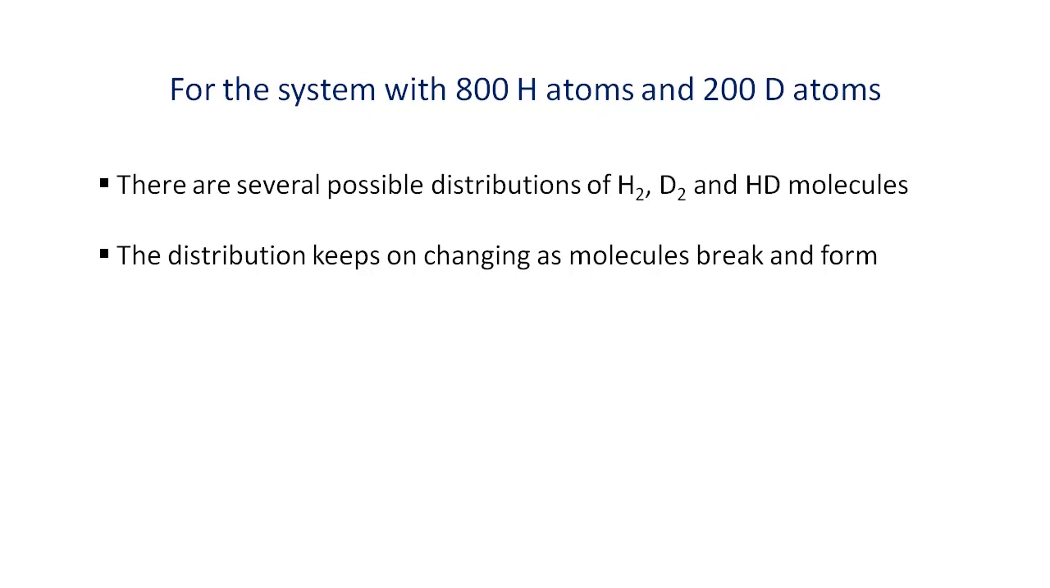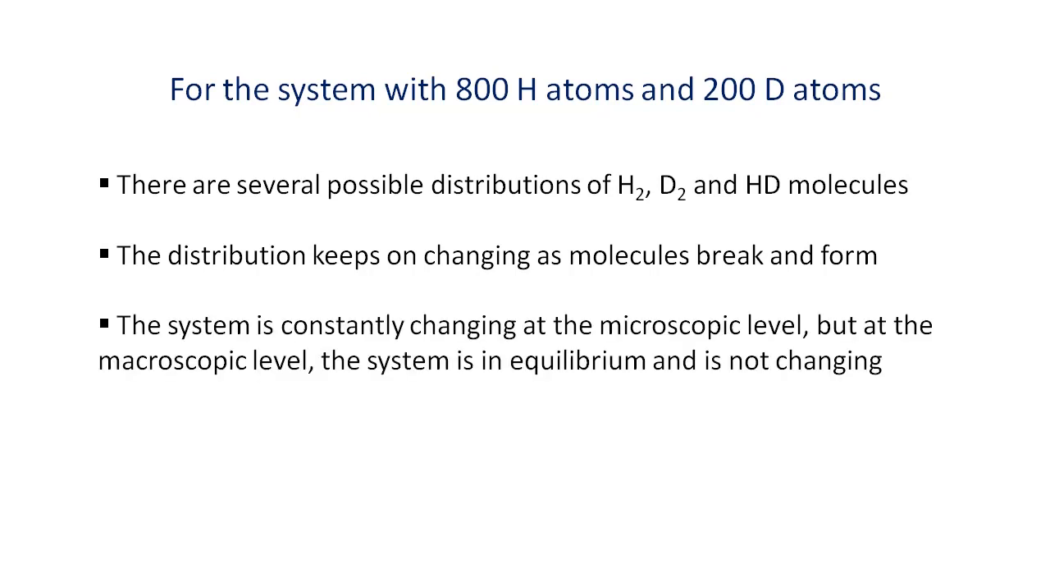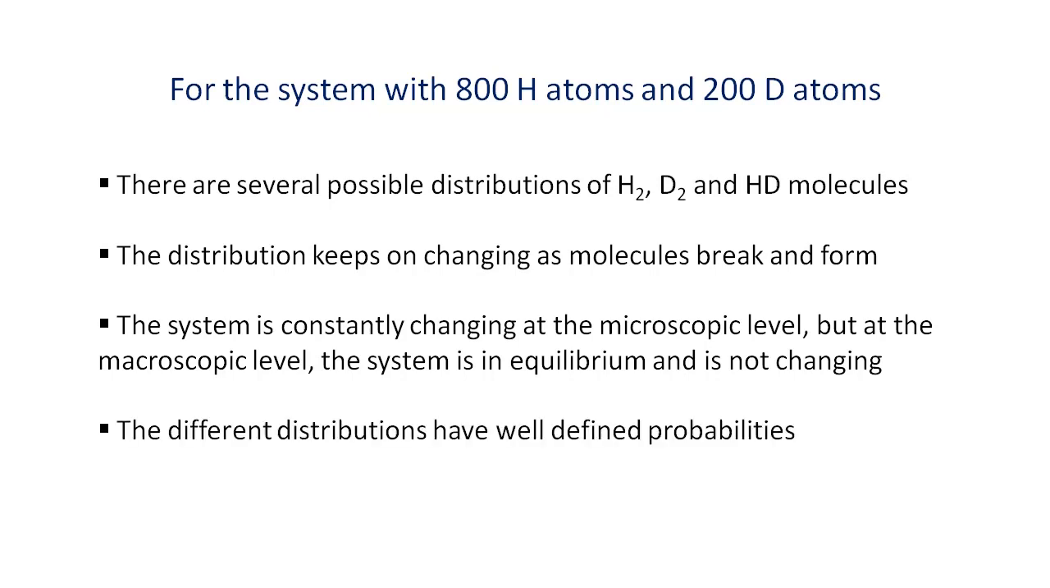So, the system is constantly changing at the microscopic level, but at the macroscopic level, the system is in equilibrium and is not changing. Moreover, the different distributions have well-defined probabilities. In the present lecture, we will learn something really interesting about distributions.